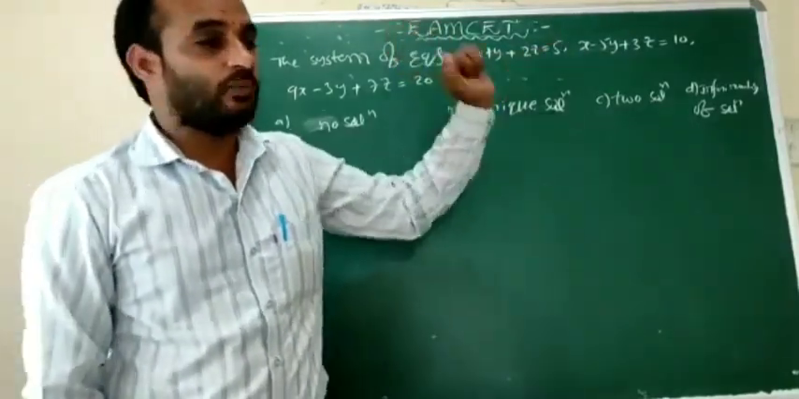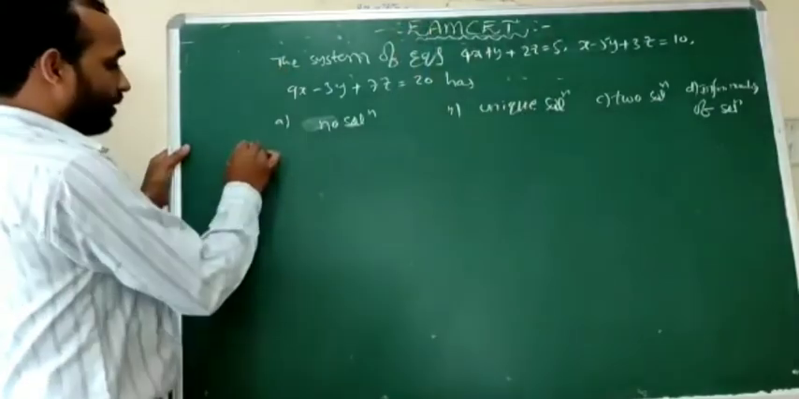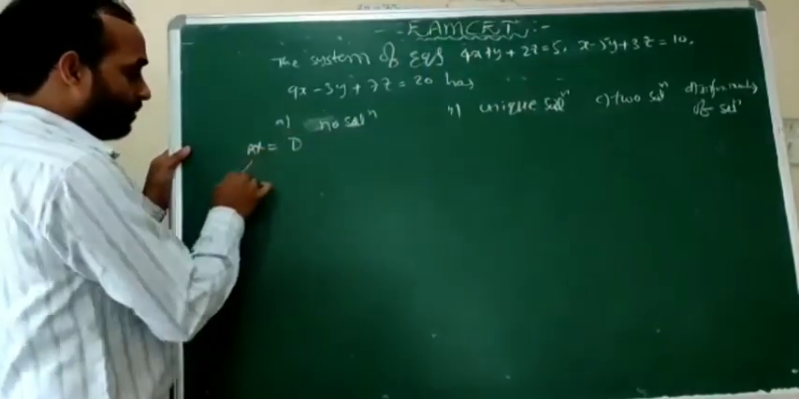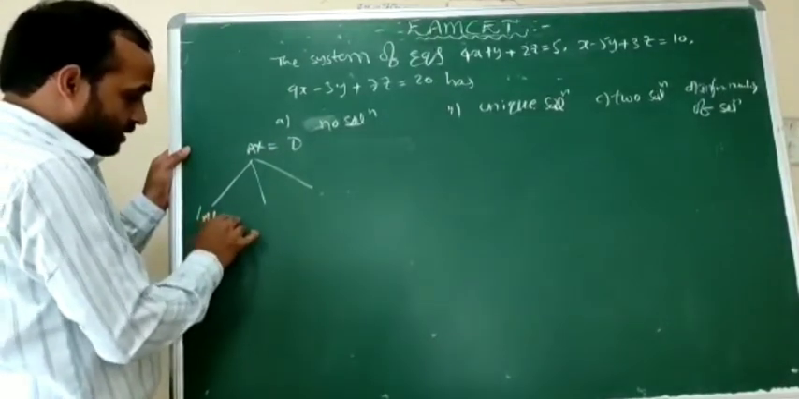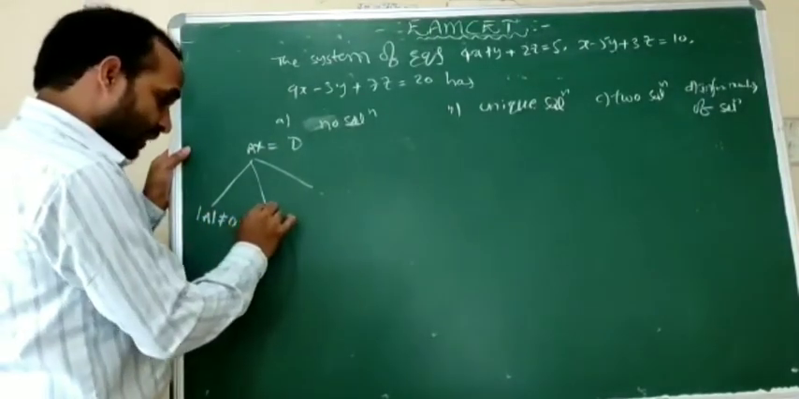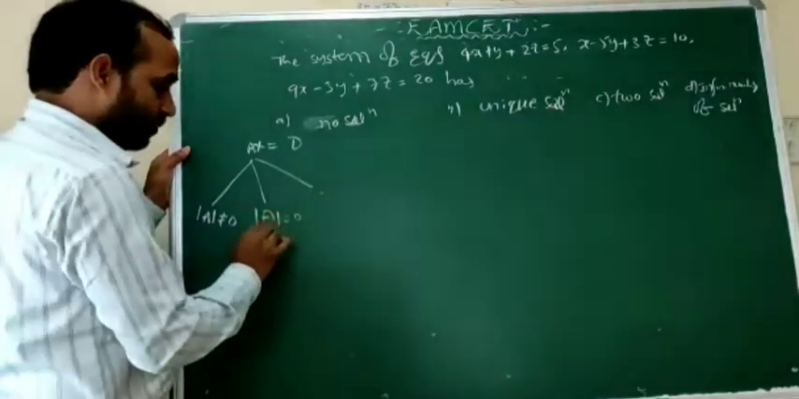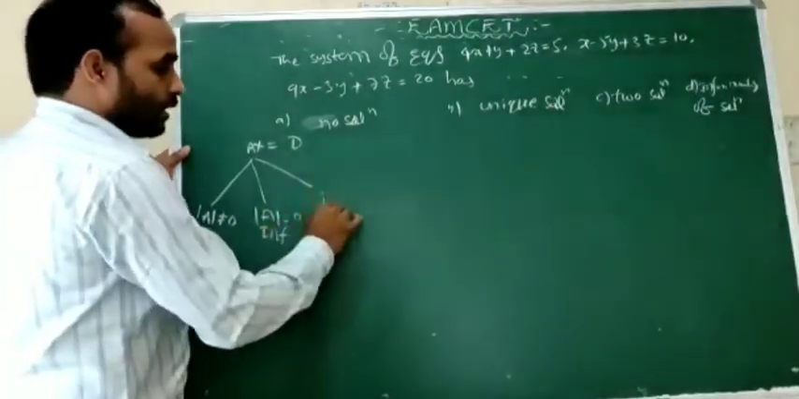AX is equal to D form. AX is equal to D. Three cases will arise. Determinant not equal to 0, unique solution. Determinant equal to 0, infinite number of solutions. And the other is no solutions.